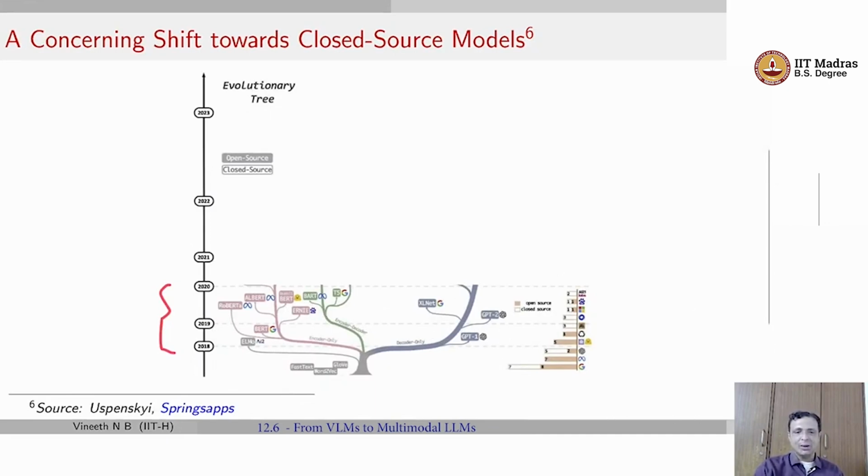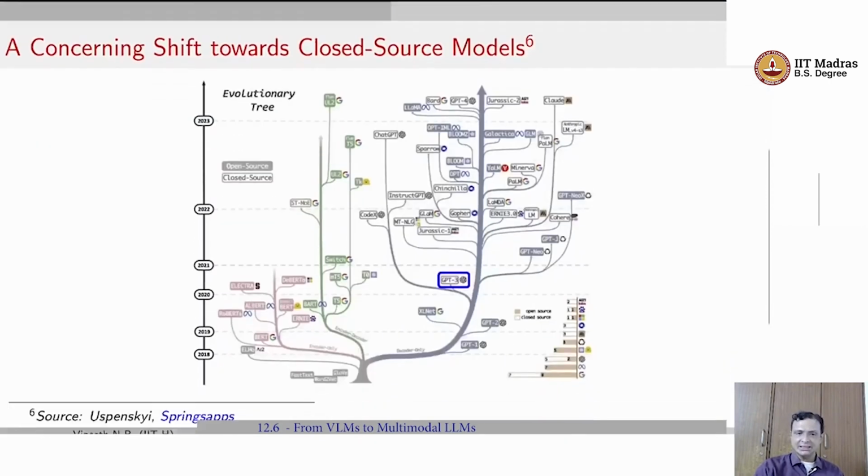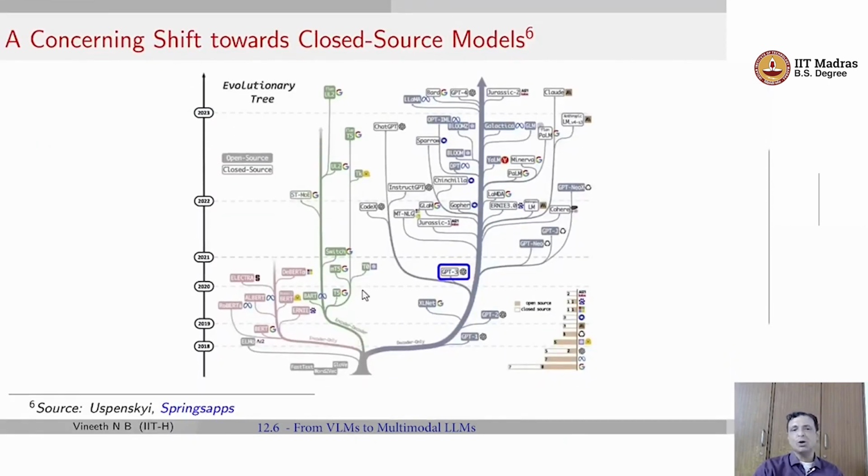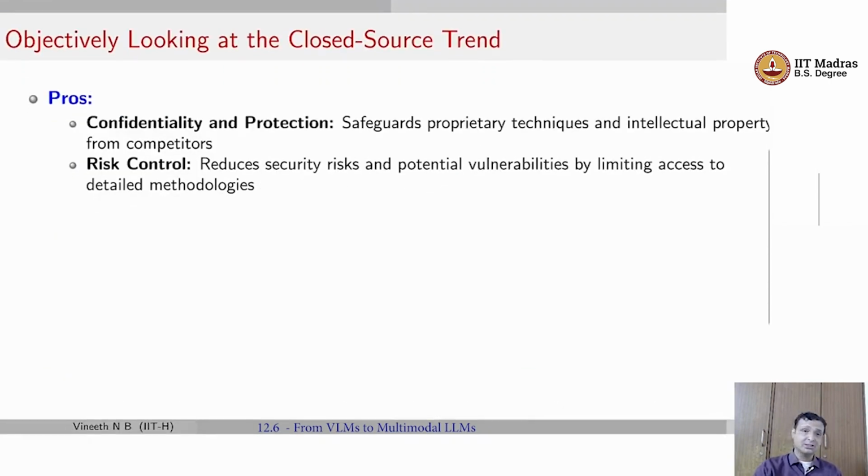Then somewhere around 2020-2021 came GPT-3, which was perhaps the first model at that time which was largely closed source. And since then, over the last year or so, most of the models that have been released have actually been closed source. There have been a few open source models, but a significant amount of them being closed source models. And this could be a concerning shift, because what has really led to exponential growth of AI or language models in the recent past has been their open source nature.